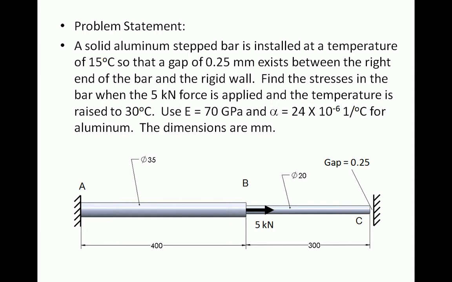The gap at the end, which is 1/4 of a millimeter, is there when the temperature is 15 degrees C and before the load is applied. So we want to know what happens when we raise the temperature to 30 degrees C, so a change in temperature of 15 degrees, and apply the load. We want to know what's going on there. We have the properties of aluminum as 70 gigapascals for the Young's modulus, and we also have the coefficient of thermal expansion given as 24 times 10 to the minus 6, 1/degrees C.